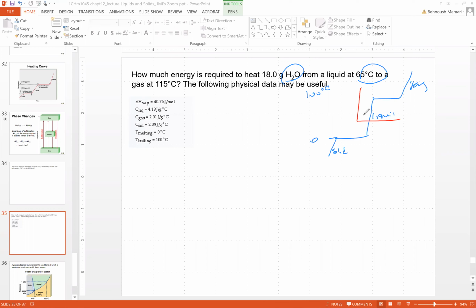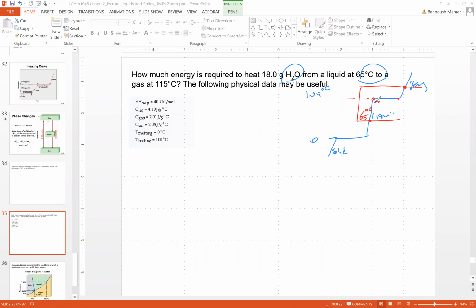So I start at 65 degrees Celsius, that's what I have. And then it's going to change to 115. So here is 100 degrees, and this is 100 degrees. 115 is going to be like here. So I need to calculate each segment.